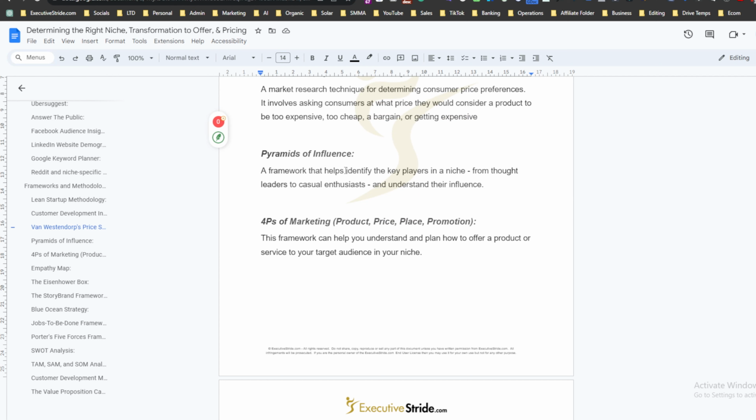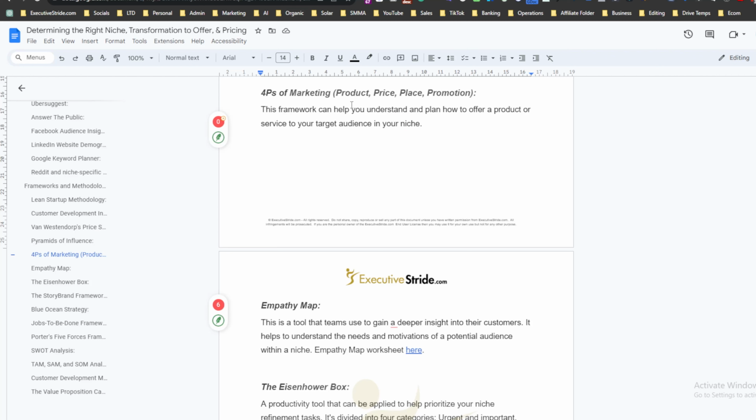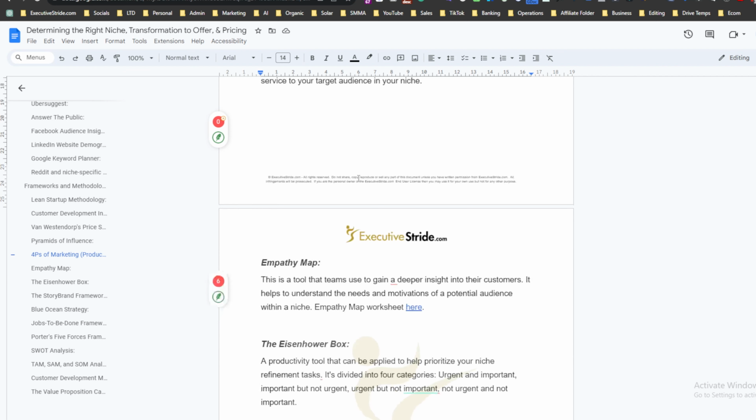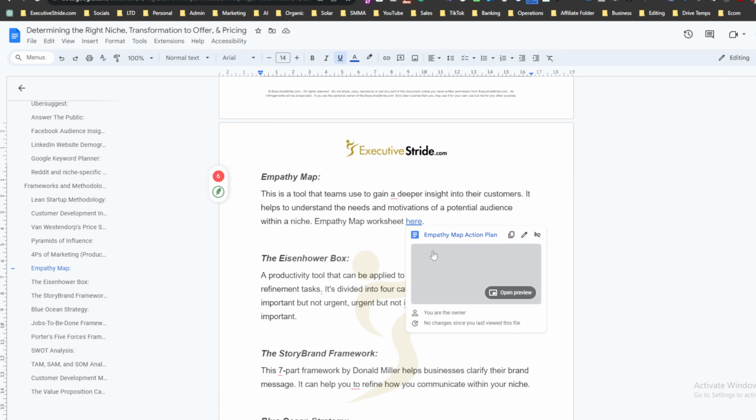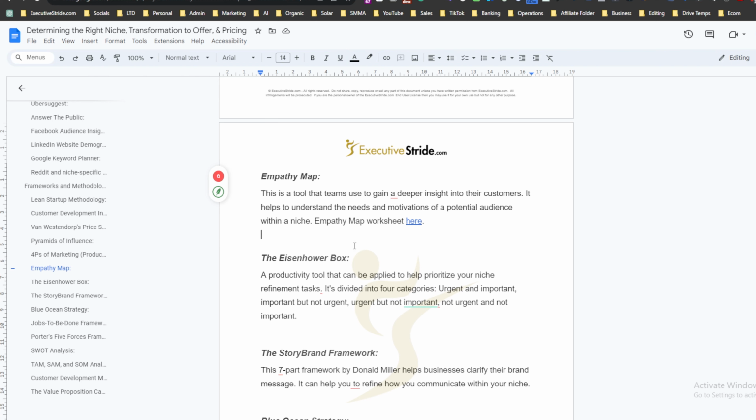And then pyramids of influence, a framework that helps identify the key players of a niche, from thought leaders to casual enthusiasts, and understand their influence. 4 P's of marketing: product, price, place, and promotion. This framework can help you understand and plan how to offer a product or service to your target audience in your niche. Empathy map. So this is a tool that teams can use to gain a deeper insight into their customers. It helps understand the needs and motivations of a potential audience within a niche. Empathy map worksheet is right here, and there is a video as well that you can watch on that.